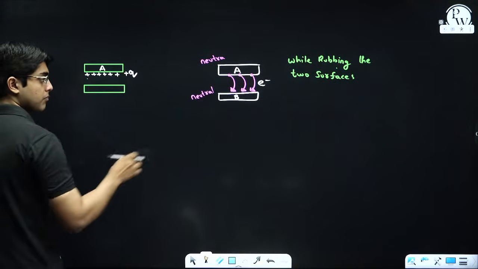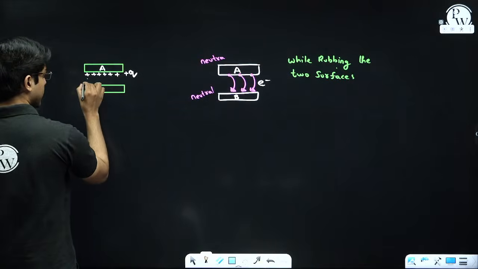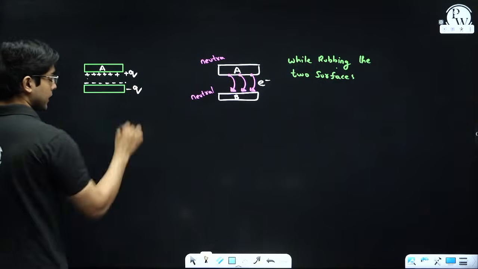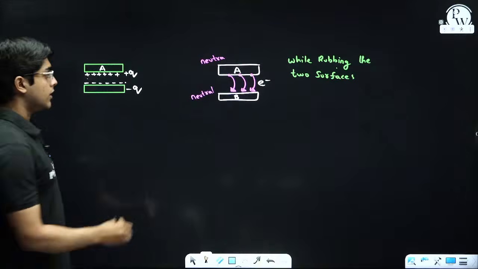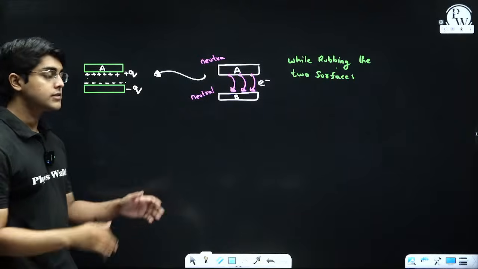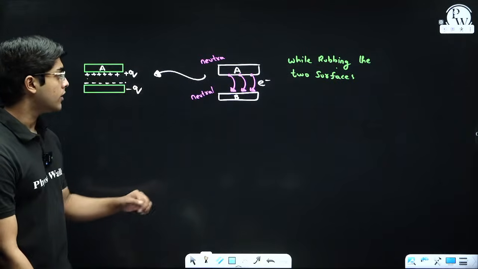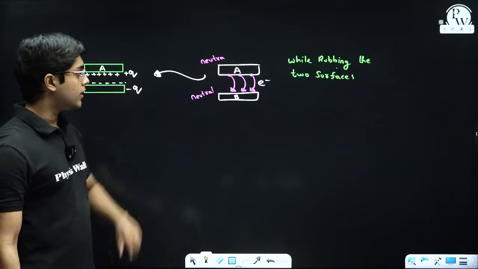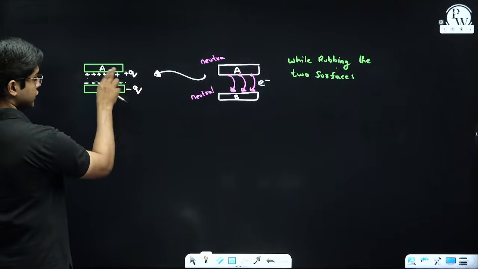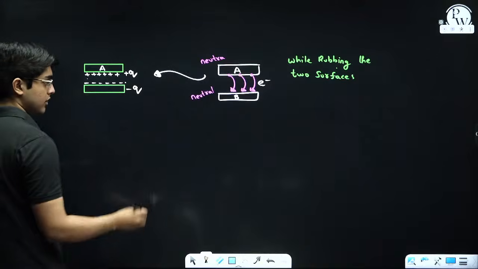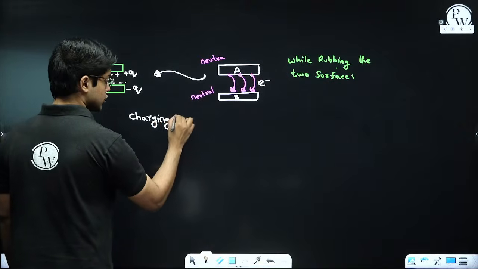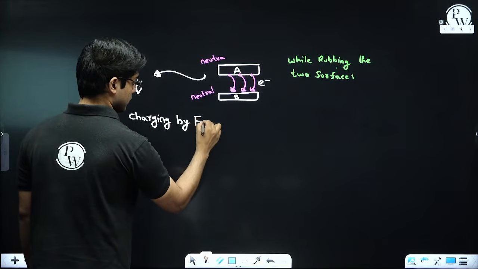What happens to B? B gained some electrons, so B will become negatively charged, right? So it will gain a charge of minus Q. So this is what happens when we rub the surfaces of two different materials together. Electrons from one body jump into the surface of the other body, and as a result one body becomes positively charged and another body becomes negatively charged. This method is known as charging by friction.